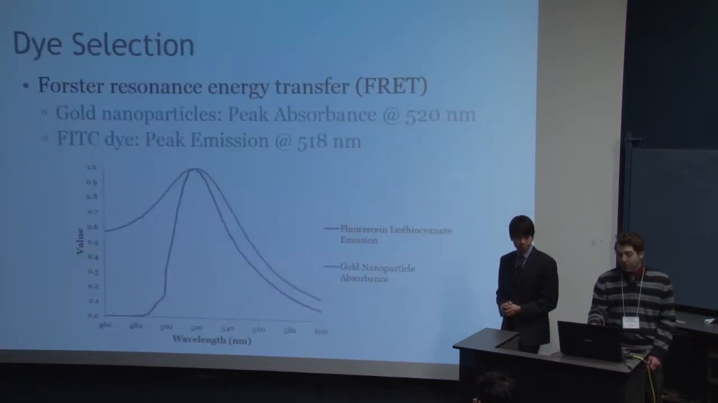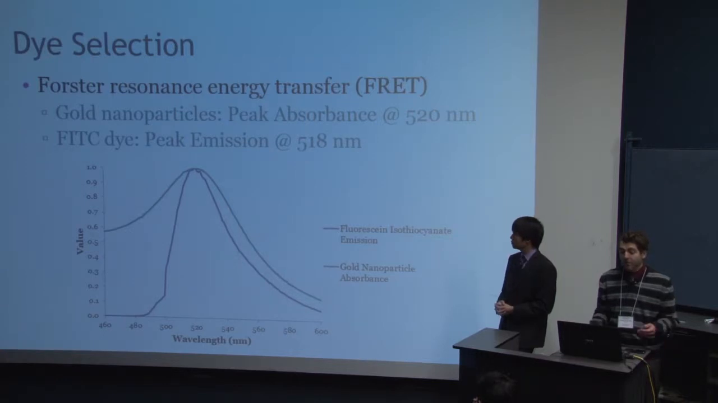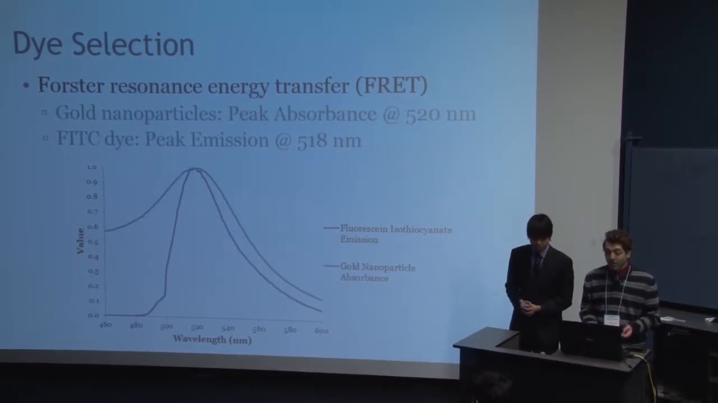So naturally, an important decision for us was to select the proper dye that is compatible and effective with our system. To ensure a strong quenching by FRET, we had to select a dye whose peak emission overlaps well with the peak absorption of our quencher, which in this case are our 20 nanometer diameter gold nanoparticles.